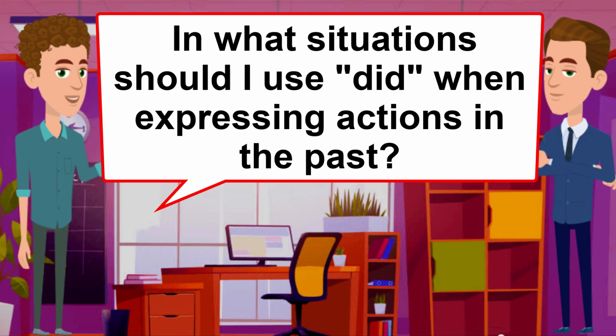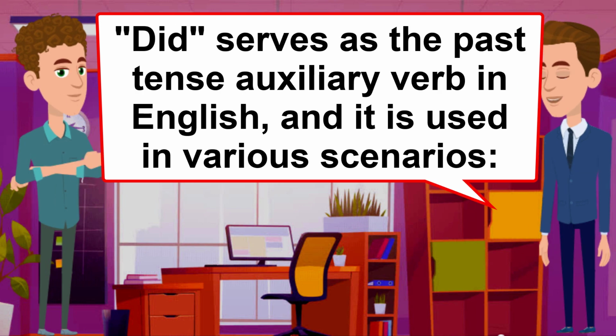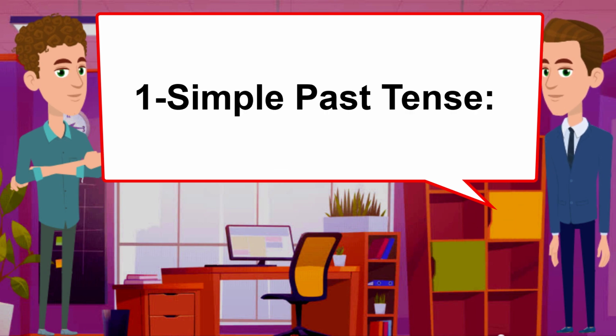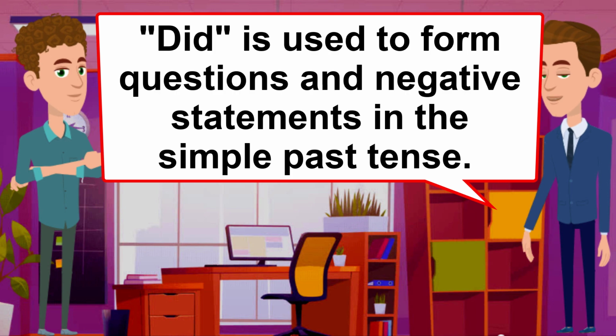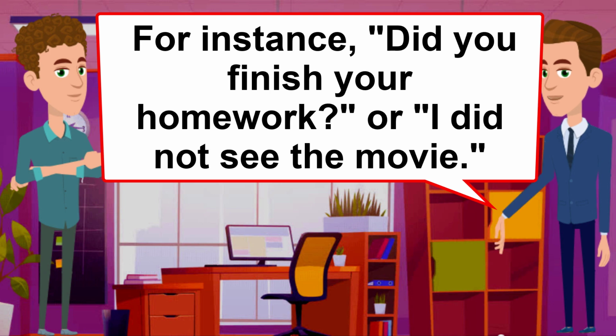In what situations should I use did when expressing actions in the past? Did serves as the past tense auxiliary verb in English, and it is used in various scenarios. Simple past tense. Did is used to form questions and negative statements in the simple past tense. For instance, did you finish your homework, or I did not see the movie.